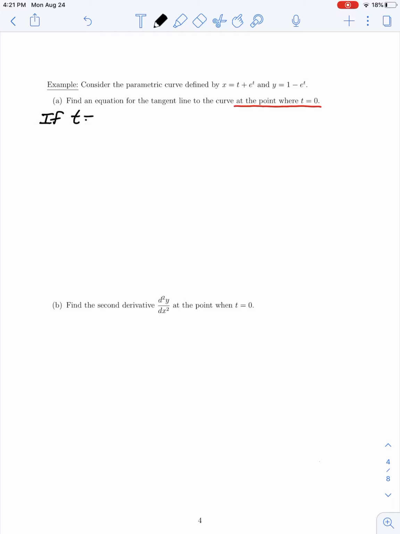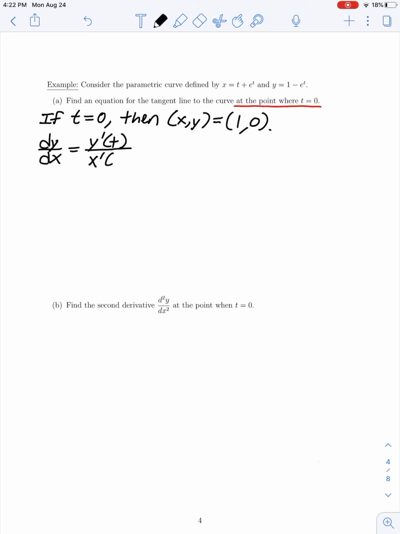Here, if t is equal to 0, then the point on our curve, (x, y), would be given by x is 0 plus e to the 0, which is 1. And y would be 1 minus e to the 0, which is 1 minus 1, giving us 0. And to find the slope of our line, the slope of the tangent line is the derivative, dy/dx, which for parametric curves is found by taking the ratio y prime over x prime.